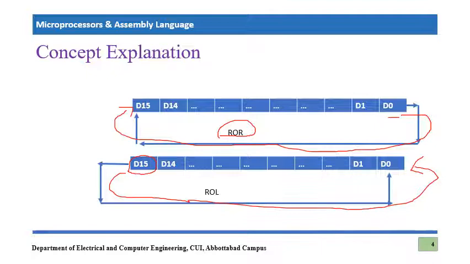One can see that. For example, if we are rotating towards the left, D0 will shift toward D1, D1 will shift onwards, and this shift will go on until D14 is shifted toward D15 and D15 goes out, which eventually comes back to the D0 position. So that's how this function works. I hope this is clear. Let's proceed to rotate left and right through carry, and how that is different from this rotation.